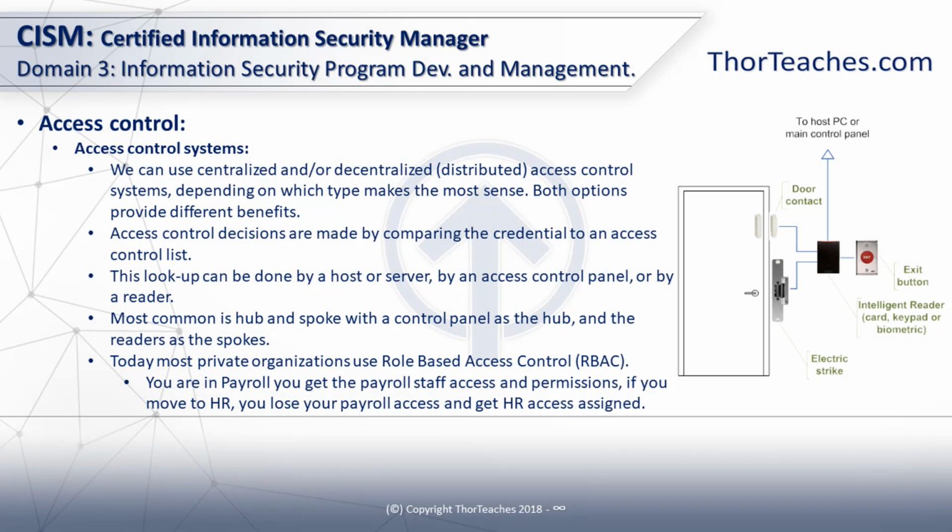For our access control systems, we can either use centralized or decentralized access control, or a combination of the two. They both provide unique advantages and disadvantages, and they make the decisions by comparing credentials to an access control list. I swipe my card, type in the access code on the keypad, or use my fingerprint as the authenticator, then it checks against the access control list: is Thor allowed in this room? If I am, it grants me access.